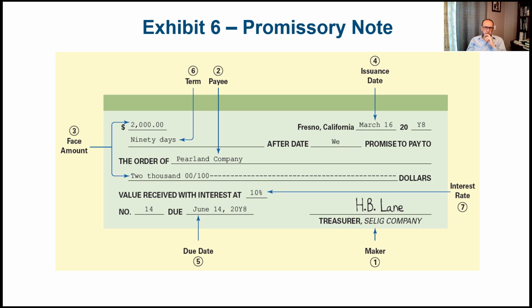The issuance date is usually at the top. The due date is here at the bottom. And the term is 90 days, which is between March and June. And then the last thing is the interest rate, and in this case it's given here as 10%. And again, remember, this is an annual rate.